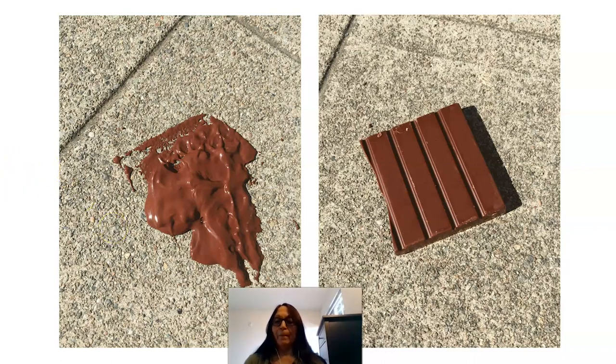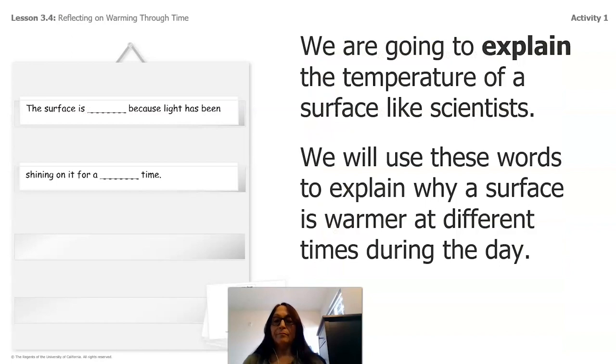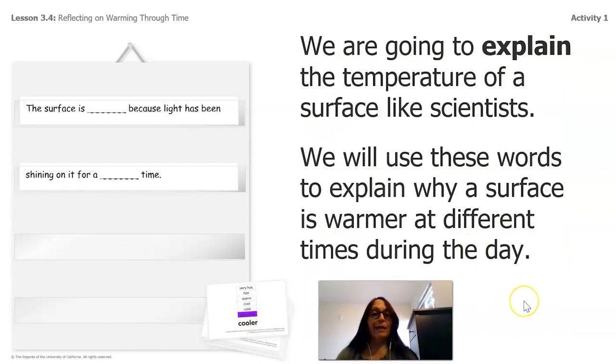Very good, right? So now, as you know, we use a lot of sentence frames in order to come up with answers and come up with sentences that make sense and put together what we've learned. So here we're going to explain the temperature of a surface like scientists. We will use these words to explain why a surface is warmer at different times of the day. So remember, we're talking about shorter and longer time.